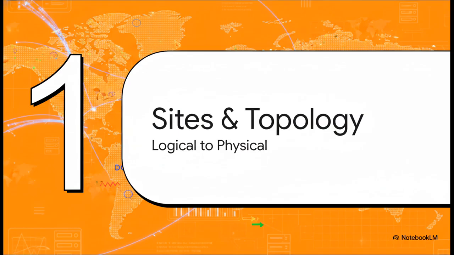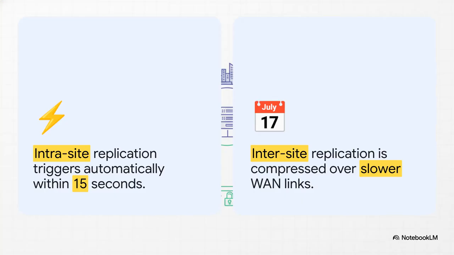Sites and Network Topology. We're moving from the logical down to the physical. Right out of the box, Active Directory is completely blind to your physical network. Without sites configured, it just assumes every single domain controller is sitting in the exact same room. Think of an AD site like a local city neighborhood. Everything is super fast and highly connected. Inside that single site, what we call intra-site replication changes trigger automatically within 15 seconds. It's lightning fast. But what if you have a remote branch?